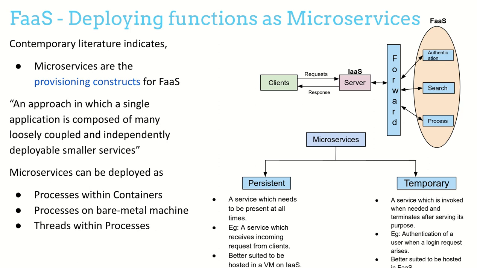One is persistent and the other is temporary. The persistent microservice needs to be present at all times. For example, a web service which keeps receiving incoming requests from clients. So these kinds of services are well suited to be hosted in IaaS type of computing service.